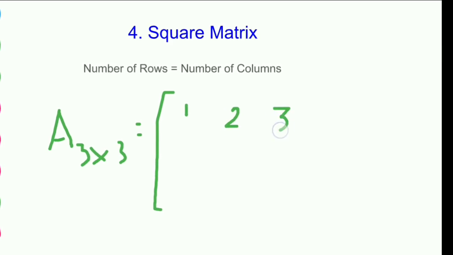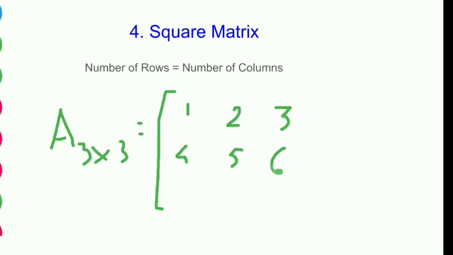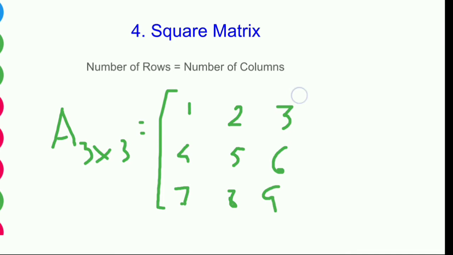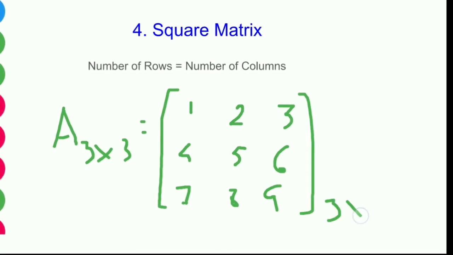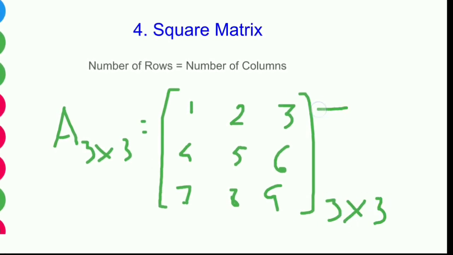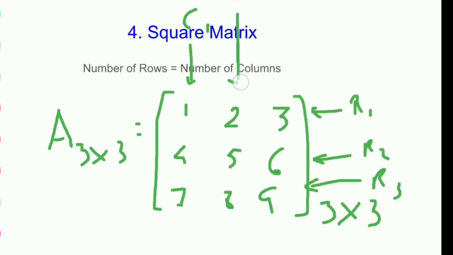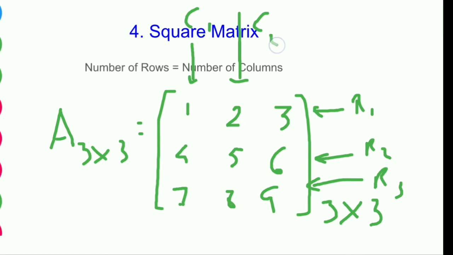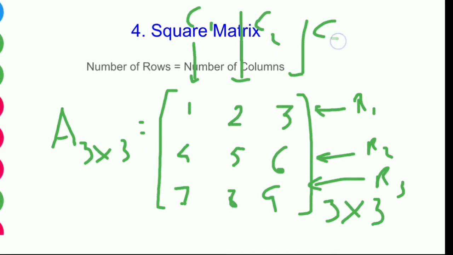Let us take one more example by taking a matrix of order 3 by 3, where it has 3 rows and 3 columns.